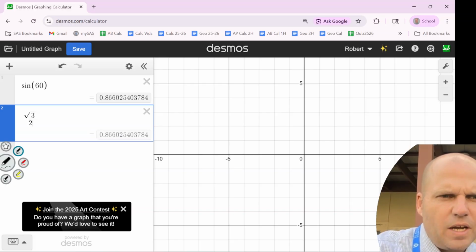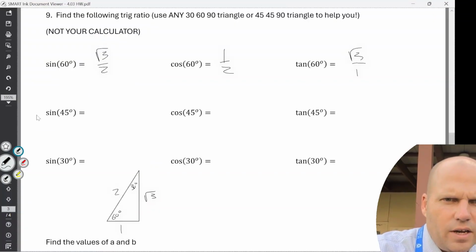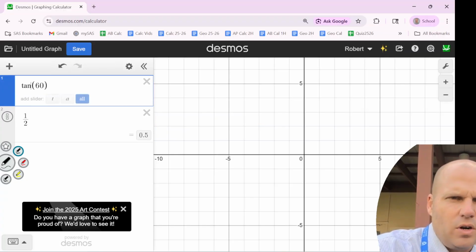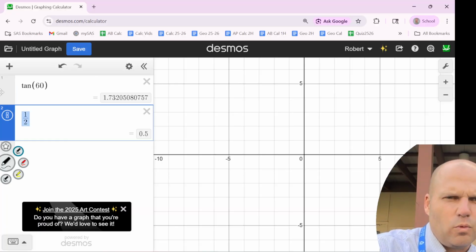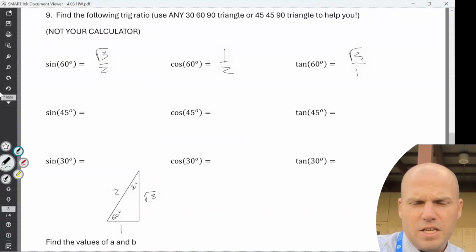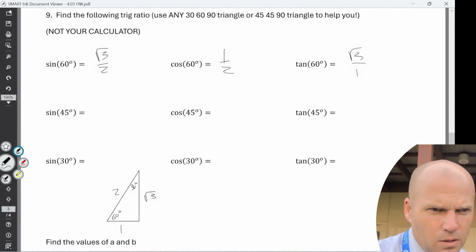square root of 3 divided by 2 is the sine of 60 degrees. Oh, just like I thought, 0.866. The cosine of 60 degrees is 1/2. Okay, there's my 1/2. The tangent of 60 degrees is this weird number. What is this weird number? 1.732. It's the square root of 3. Cool. So we don't need our calculator to understand these ratios.